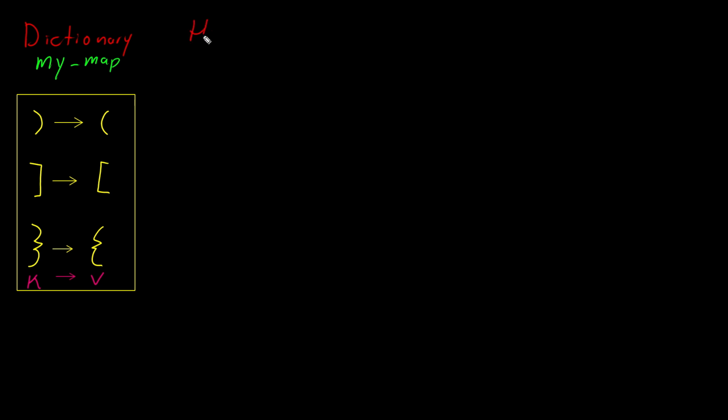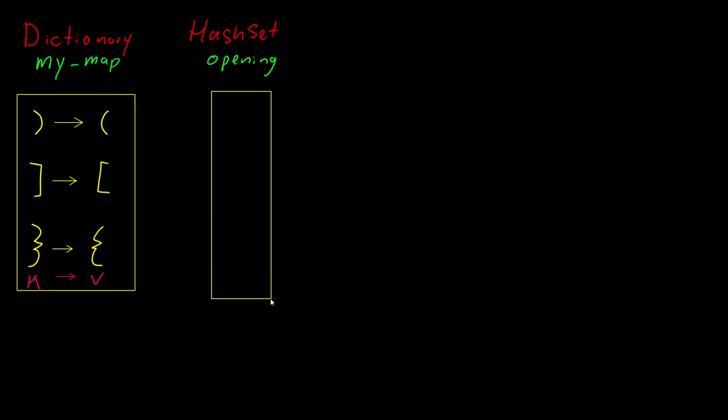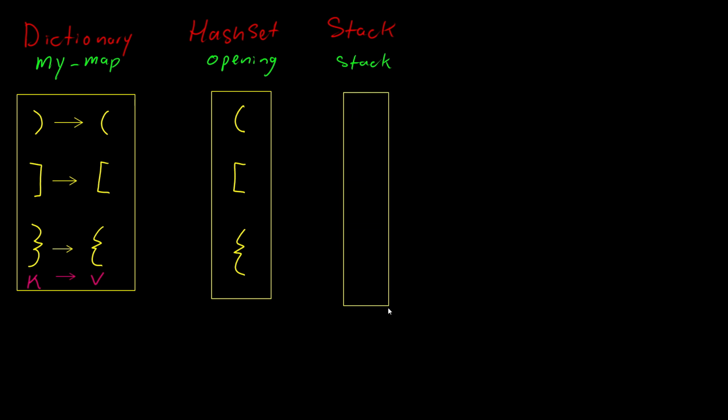So another thing I'm going to be using is called a hash set. Okay, I'm going to call this hash set opening. Here I'm going to store my opening brackets, which are parentheses, square brackets, and curly bracket, right? These are all my opening brackets. Okay, and last, I'm going to be using a stack. And to keep it simple, I'm just going to call it stack, okay? Now, at the very beginning, this stack is empty.